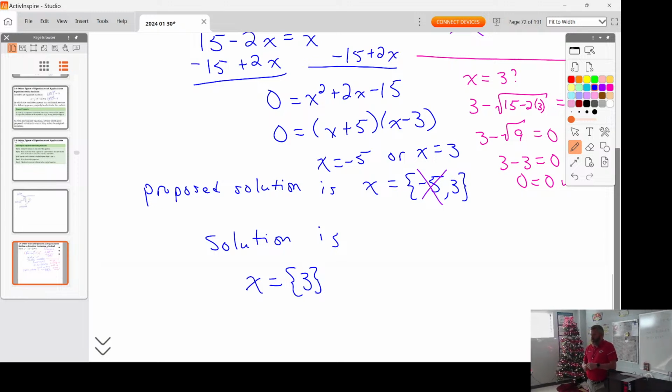Questions or comments or anything about this problem? Is this better or worse than yesterday? Better. Worse for Trayton because he wasn't even here. Okay.